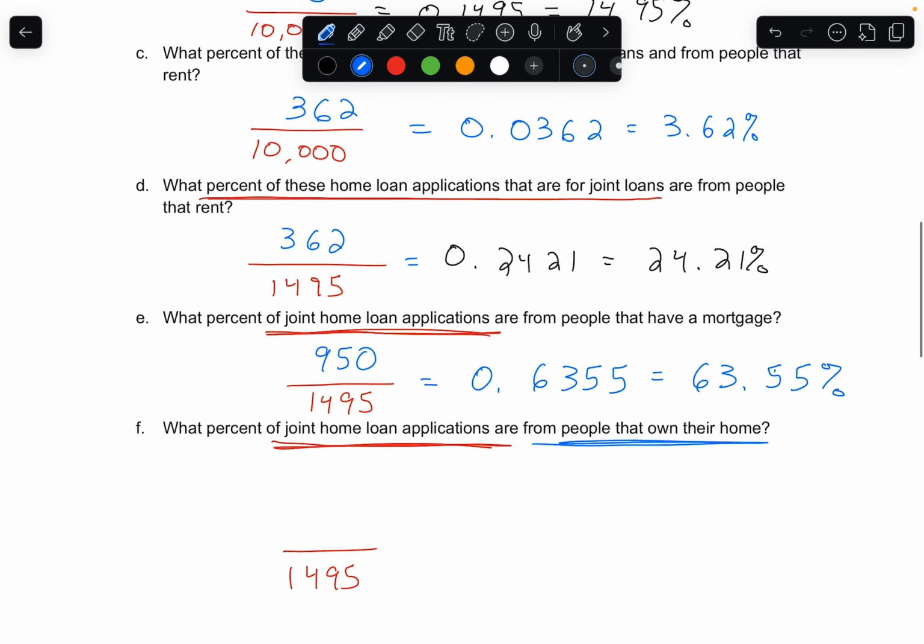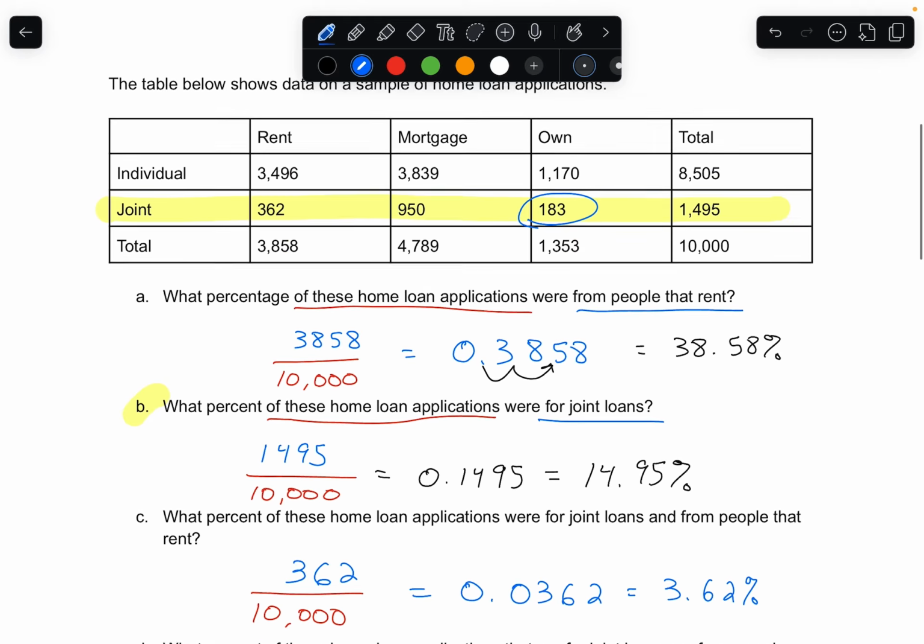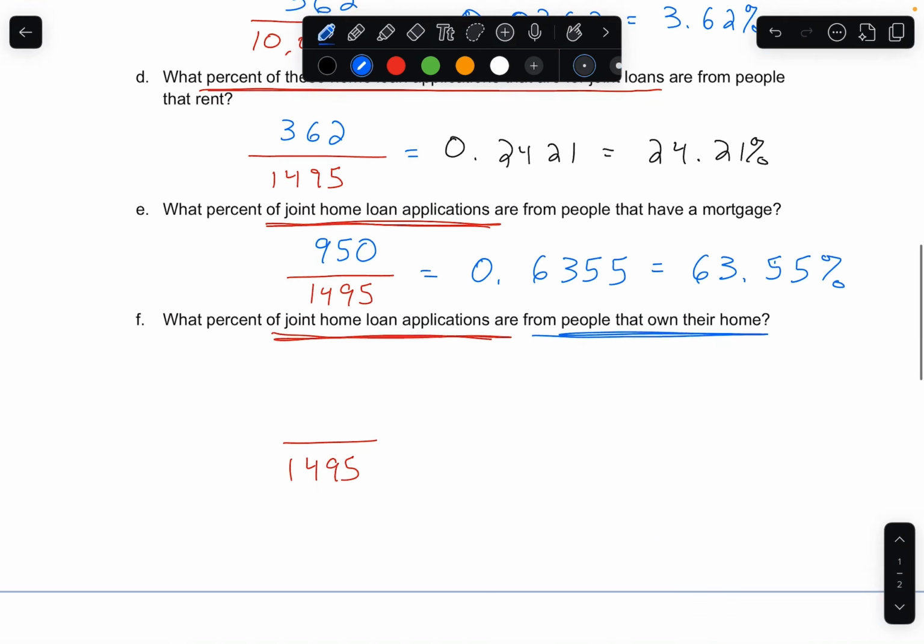So I need to know the number of people that own their home that applied for a joint home loan. So, okay, let's go ahead and scroll back up. Again, I'm only looking at this joint row right here. That's the only one that matters to me at this point in time. From that row, we have 183 individuals that own their home, so I'm going to take 183 divided by 1,495. So 183 divided by 1,495 gives me 0.1224 or 12.24%.